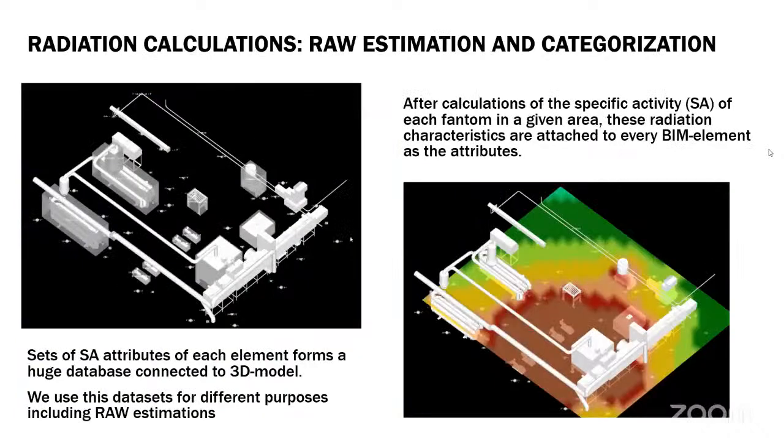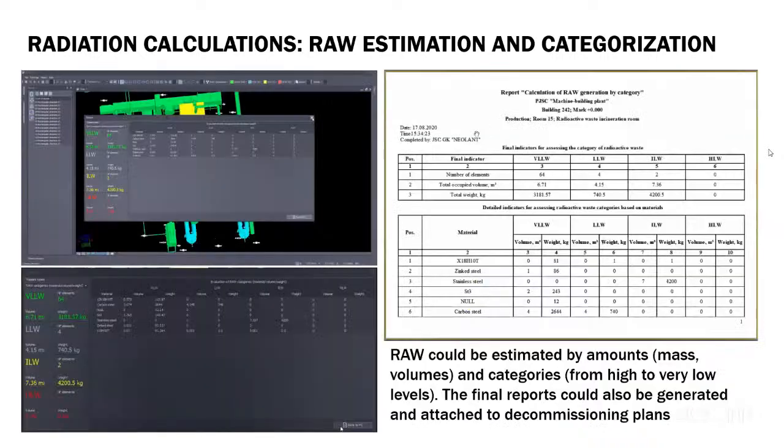We use this information to calculate the radioactive waste. So we know the specific activity of equipment, as well as its physical characteristics like weight, material, its dimensions and so forth. And we understand how we would dismantle it. So we can estimate the amount of radioactive waste of each category that would help us in future for proper decommissioning and dismantling planning.